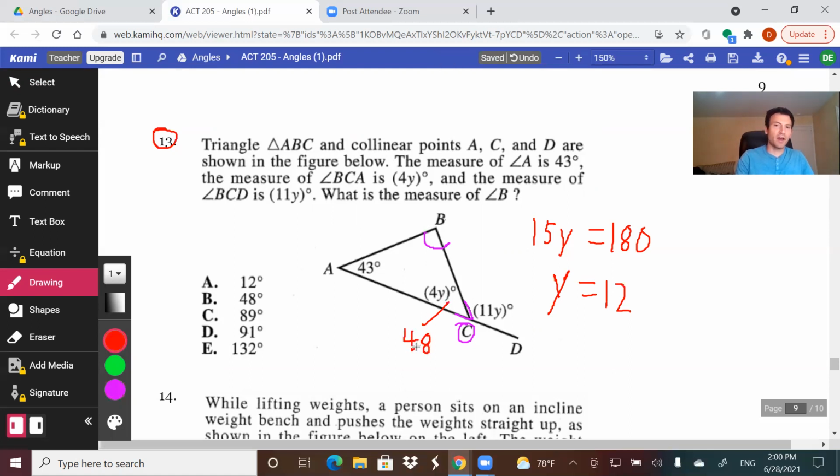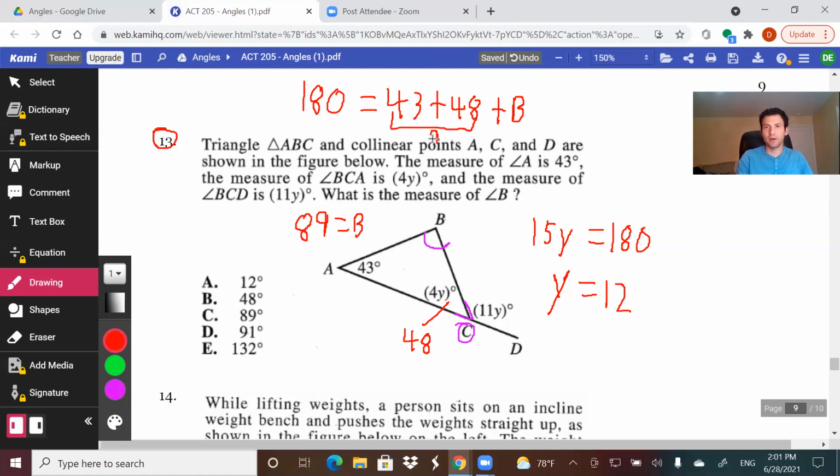48 and 43 together, right? Because we know that the three interior angles of a triangle have to add up to 180. So we have 180 is equal to 43 plus 4y, which is 48, plus b. Okay, well, we add these together, we get 91. We take 91 away from 180, and we have that 89 equals b. Right, 91 are these two together, so 91 subtracted from 180 gets us 89.